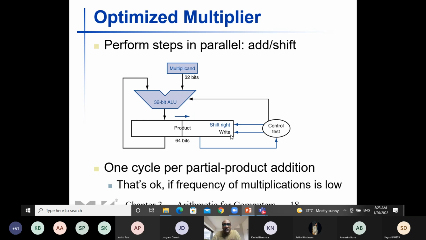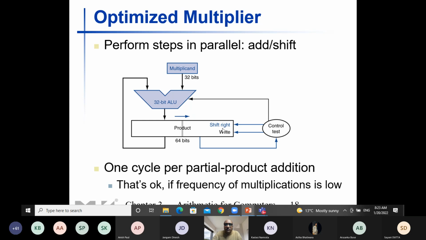Because you have to check each multiplier digit, and based on that you decide whether the addition has to be performed or not. So initially, in this optimized version, the multiplier is placed in the lower side of the 64-bit register, and the other portion is filled with zeros. Later you get the successive products by adding the multiplicand, and then shifting the product towards the right each time.